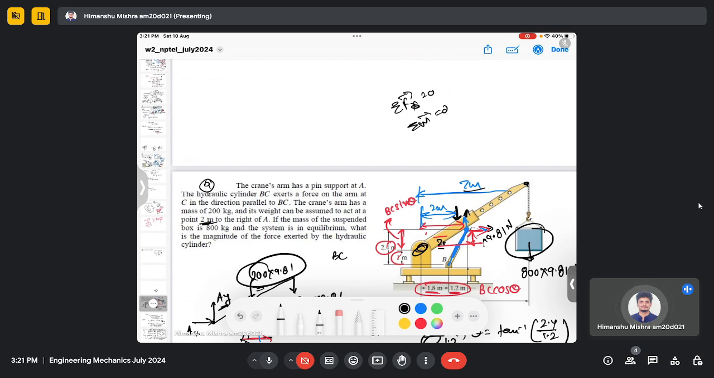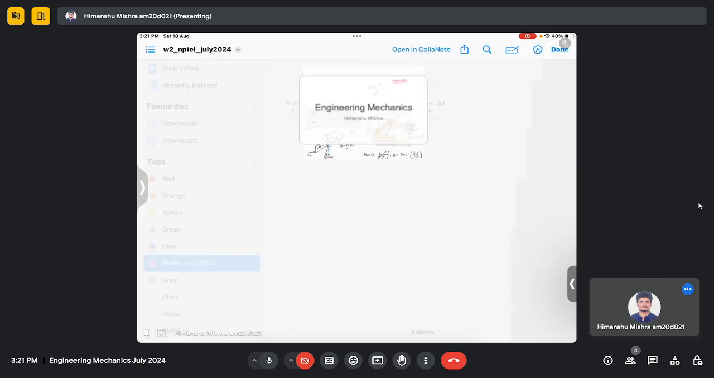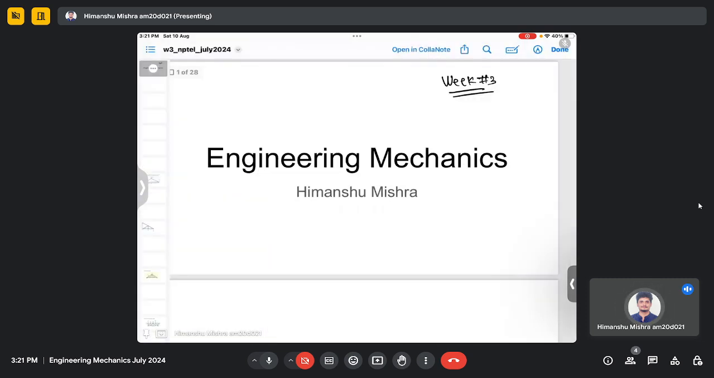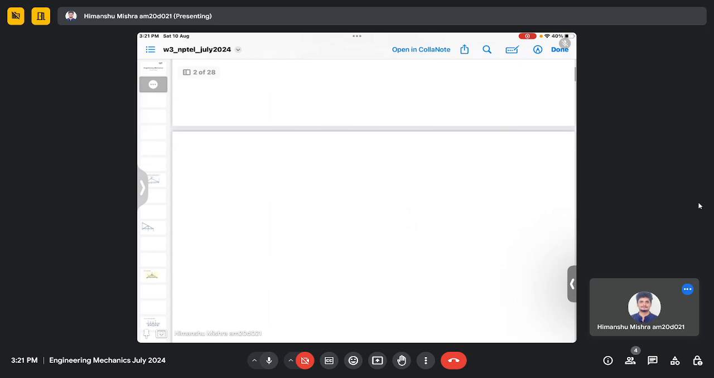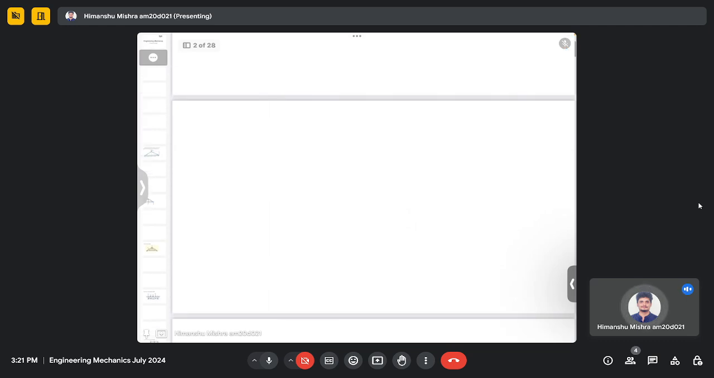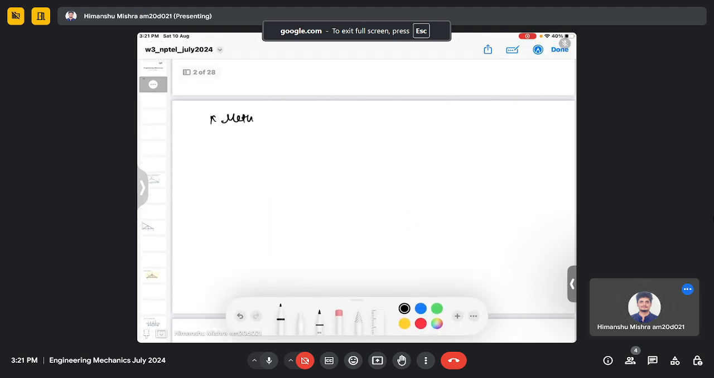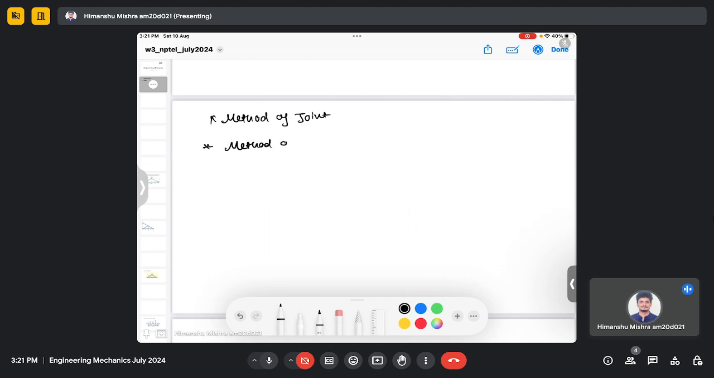And now we shall begin with the third topic, which is trusses. So in trusses we will be using the method of joints and the method of sections.